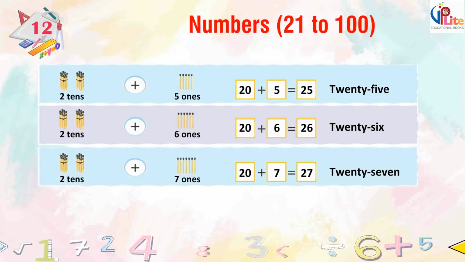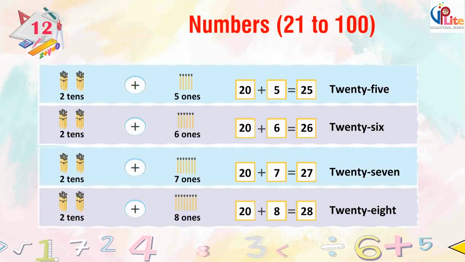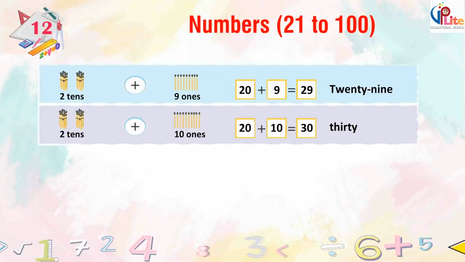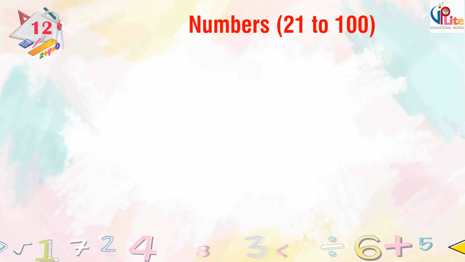2 tens plus 7 ones, 20 plus 7 is equal to 27. 2 tens plus 8 ones, 20 plus 8 is equal to 28. 2 tens plus 9 ones, 20 plus 9 is equal to 29. 2 tens plus 10 ones, 20 plus 10 is equal to 30.